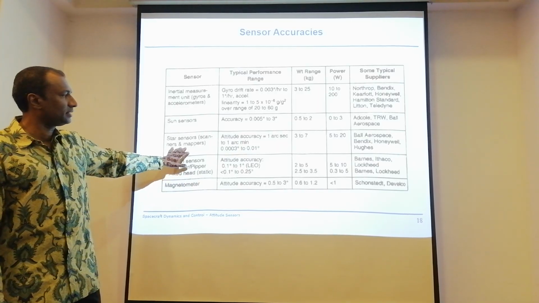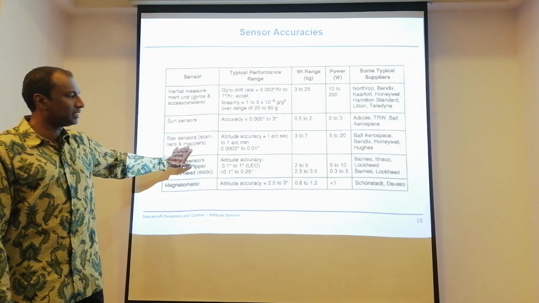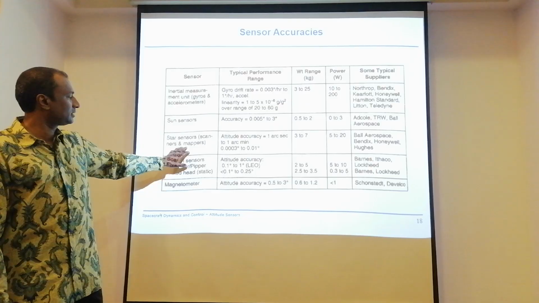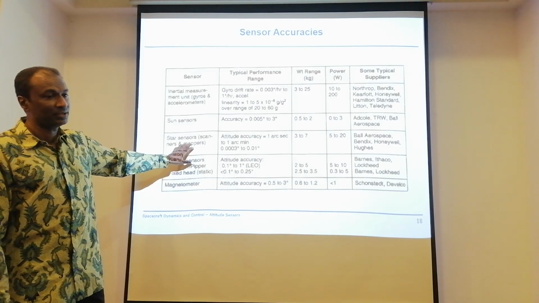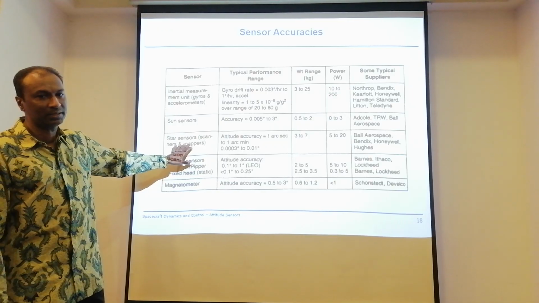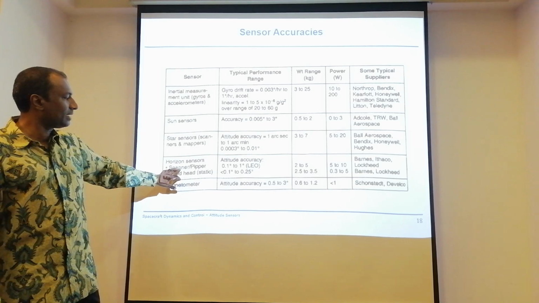Star sensor, as I've said, has very, very good accuracy but is extremely expensive. If your budget is a concern, then the star sensor may be the last option you want to pick, because it can go up to about 100,000 US dollars per system. Horizon sensors are quite cheap and reliable.